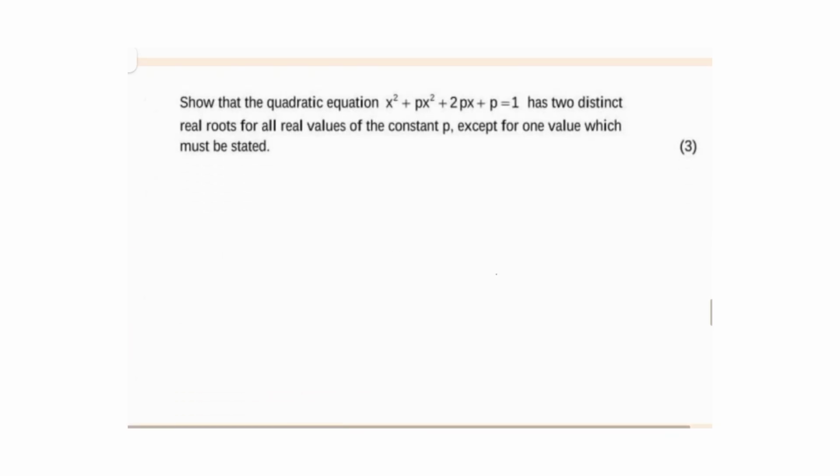Show that the quadratic equation x squared plus px squared plus 2px plus p equals 1 has two distinct real roots for all real values of the constant p, except for one value which must be stated. This is 3 marks. So we want to show that it has two distinct real roots. It's not in standard form because it's not equated to 0, so I'm going to rewrite it and equate it to 0: plus 2px plus p minus 1. Now it's equated to 0.